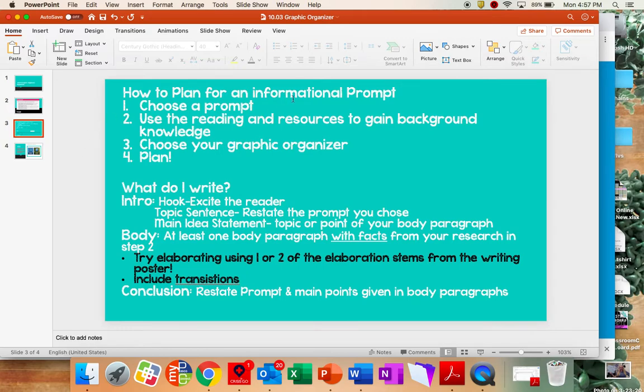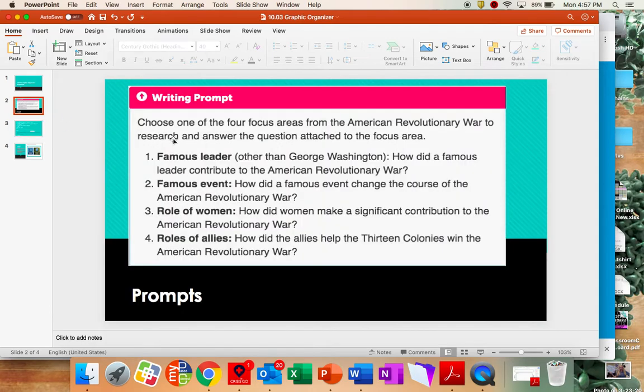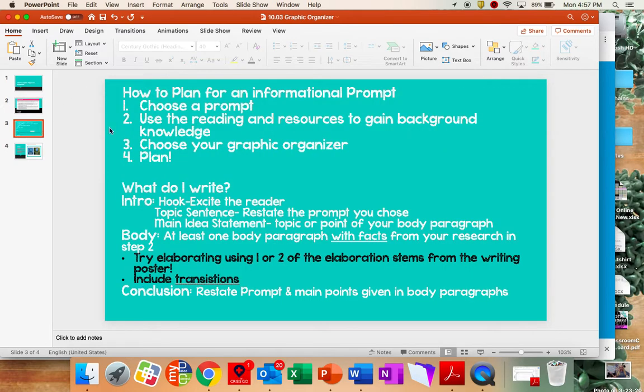First, how to plan an informational prompt. This is like, okay, I'm ready to start this assignment. What do I need to do? First step is to choose a prompt. You want to choose 1, 2, or 3 and figure out within that prompt what or who am I writing about? Like, okay, now I need to choose what famous person. That's going to be step number 1.